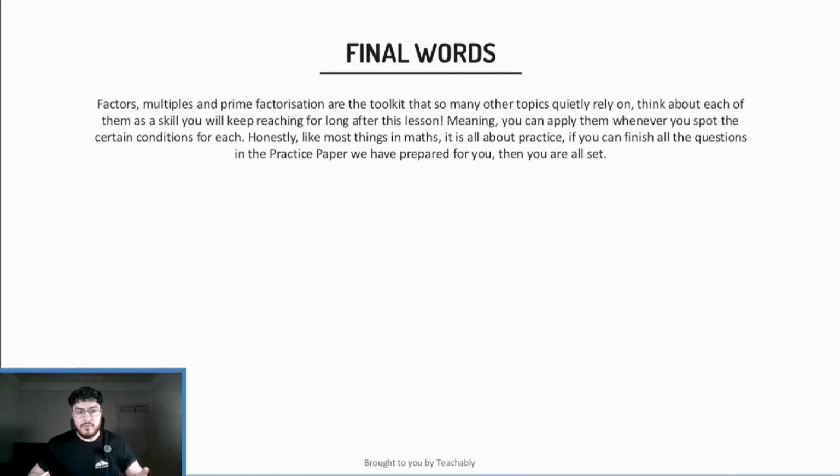Final words, factors, multiples, and prime factorizations, they are the toolkit, right, that so many other topics quietly rely on. Just like any of the other foundational topics we're doing in this number overview. So think about each of them as a skill that you will keep reaching for, long after this lesson, even into HCF and LCM and surds and simplifying fractions. They all use common factors and common multiples.